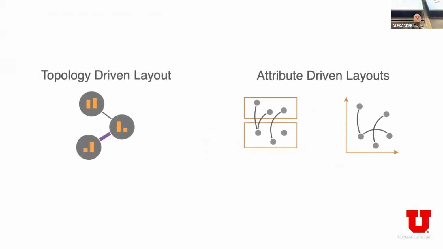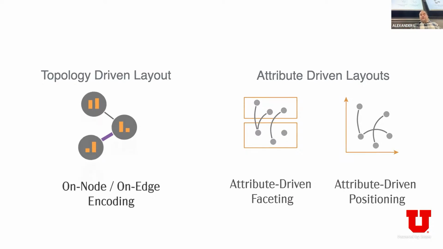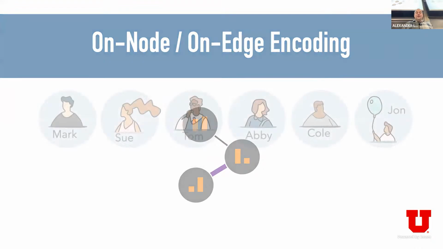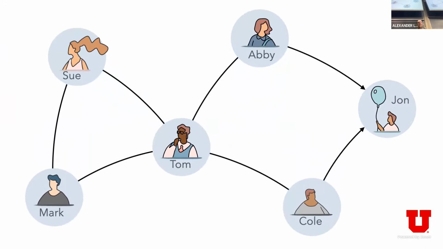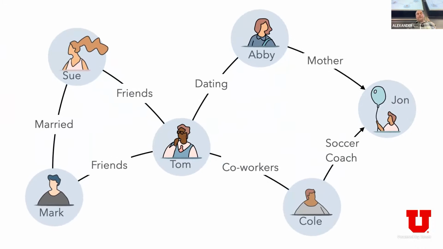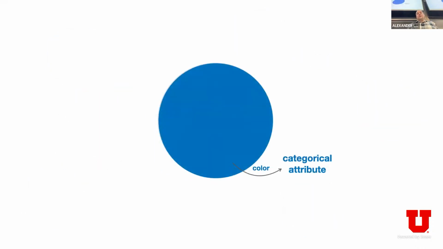So let's start out with these topology-driven layouts on the left, where we use on-node and on-edge encoding, versus these attribute-driven layouts on the right, where we position our nodes by attributes. This is the basic thing that we are probably most intuitively familiar with. We would lay this out, and we would label the person, or we would label the connectivity. But we could also do some kind of encoding where, for example, a node is encoded by color, and color here represents a categorical attribute, and the size represents a quantitative attribute.